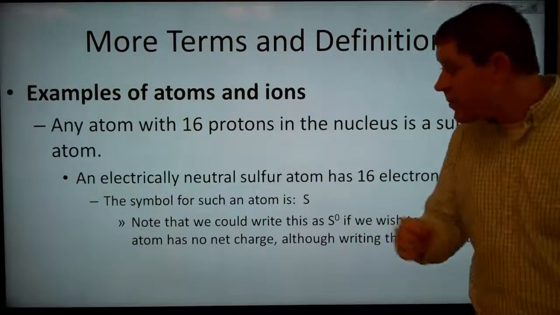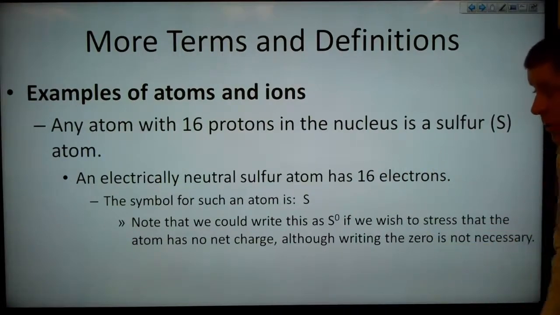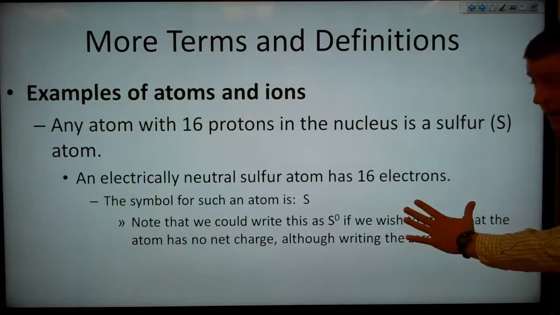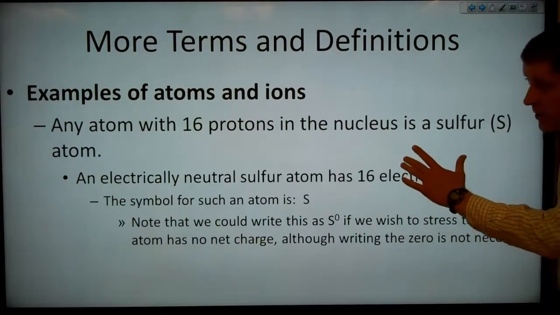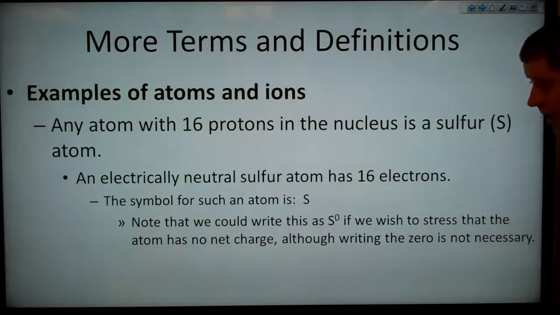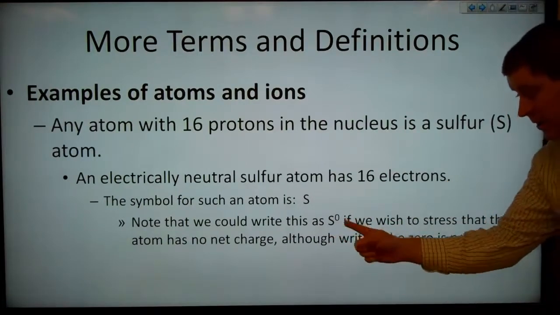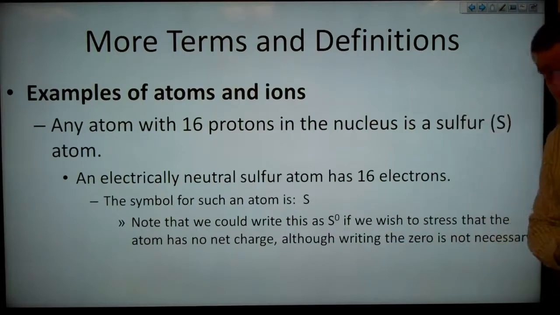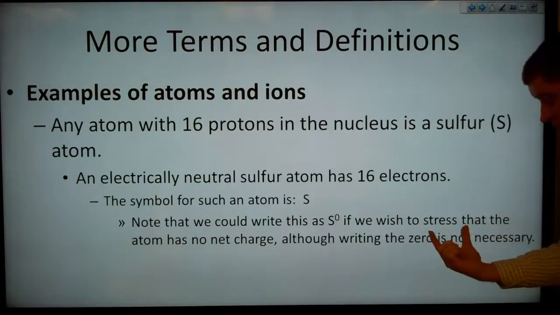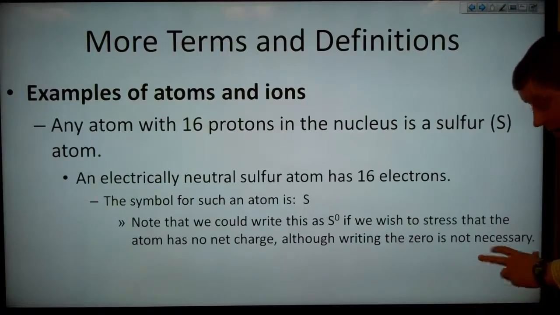Any atom with 16 protons in the nucleus is a sulfur atom, which we symbolize with a capital S. An electrically neutral sulfur atom also has 16 electrons to balance out those 16 protons in the nucleus. The symbol for such an atom would be just a capital S. Note that we could also write this capital S with a 0 superscript if we wish to stress that the atom has no net charge, although writing that 0 is optional.